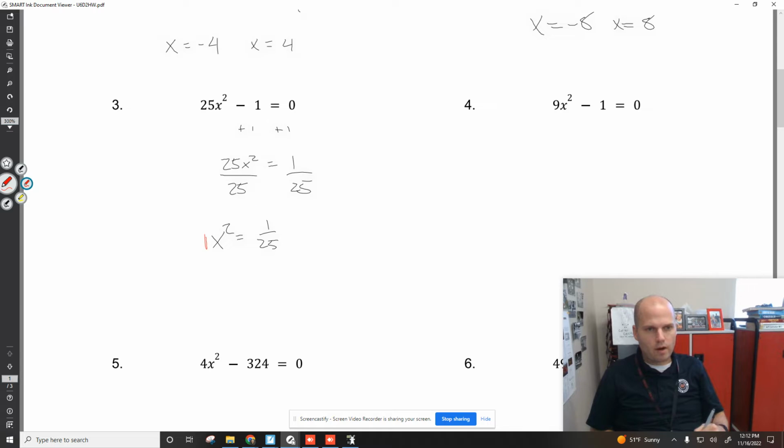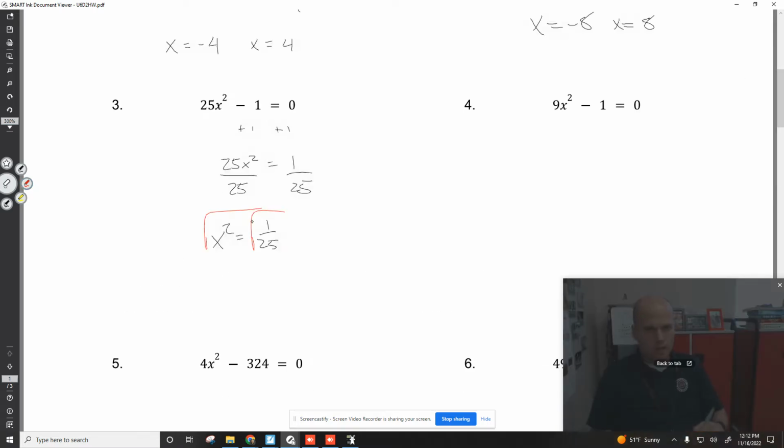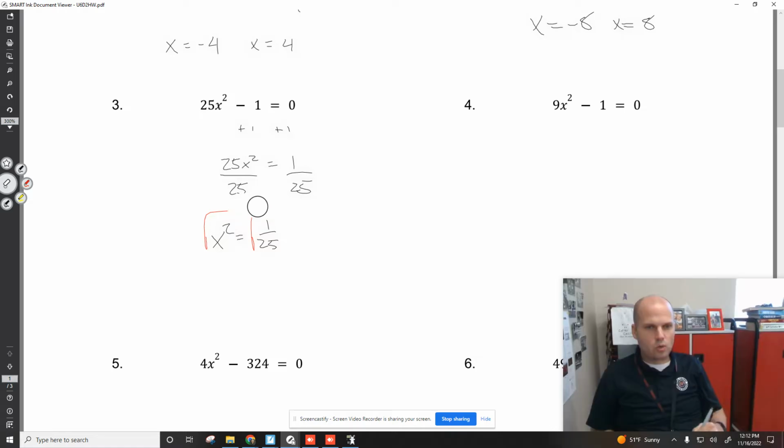We will now square root both sides. Don't like to square root everything. We just square root both sides. Okay? The square root and the square will undo each other. They are arch enemies. Boom, boom, boom. Just leaving me with x. But I do need to square root 1/25. Now, we talked about last class. If you're square rooting a fraction, you can square root the top and square root the bottom separately.